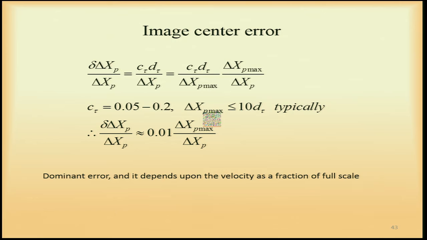We've got this random error. Typically, the error magnitude is determined by the C tau, which is in this range. And you let the maximum image displacement be about 10 image diameters, and so the uncertainty in displacement is about 0.01 times the maximum displacement over the actual displacement. And so if the actual displacement is close to the maximum, then you have a 1% measurement. But if the actual displacement is only, say, 10% of the maximum, then you have a 10% error, okay? And I don't even want to talk about what happens when it's only 1% of the displacement.